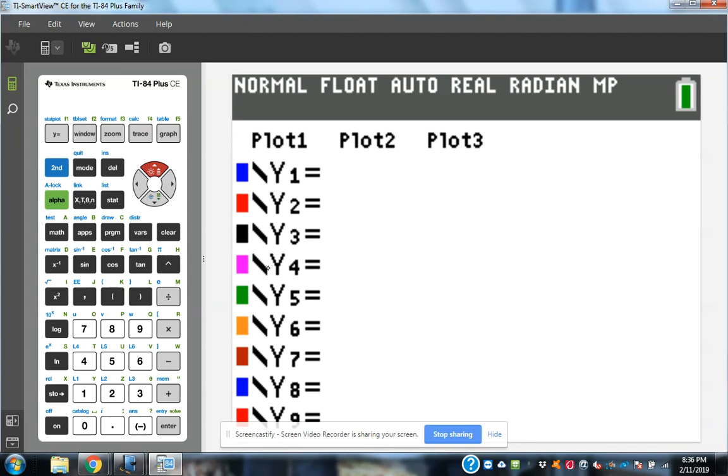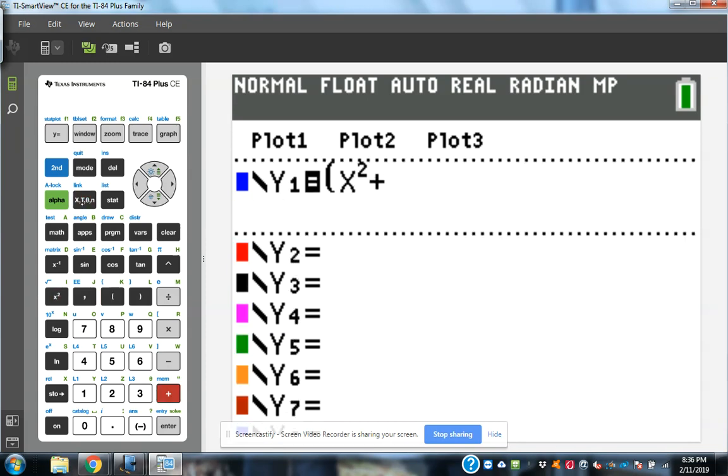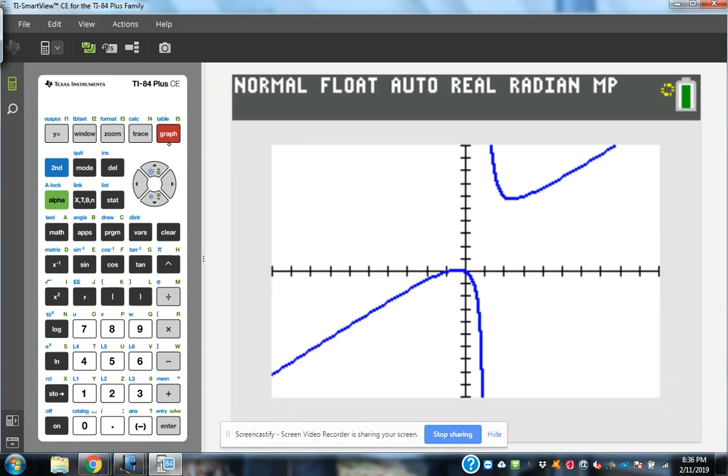Okay. So parentheses x squared plus x, close parentheses, divided by parentheses x minus 1. And hit graph. I can tell this one has an oblique by the graph, because you can see the slant to it, right? If it had a horizontal, it wouldn't do this. It would flatten out somewhere. We can look at the graph and kind of tell what it should have.